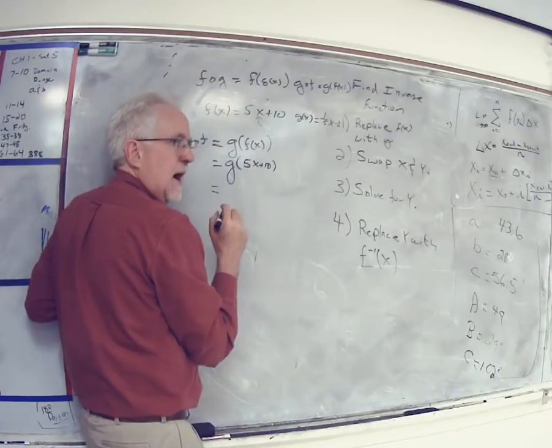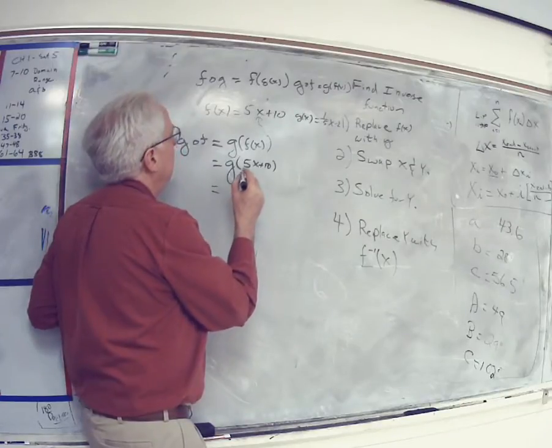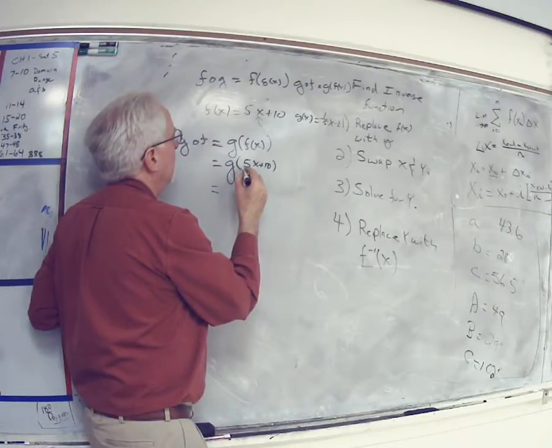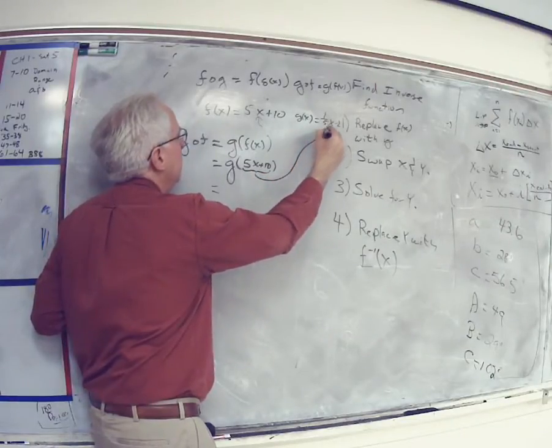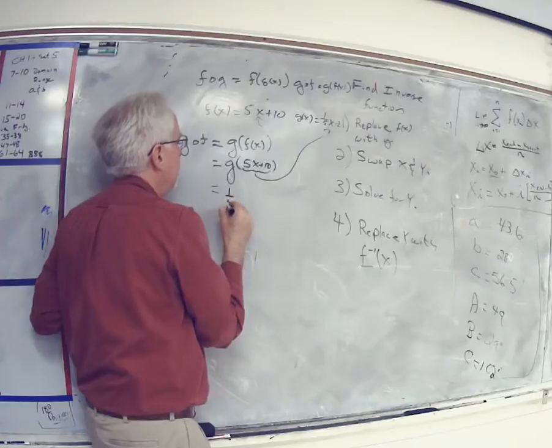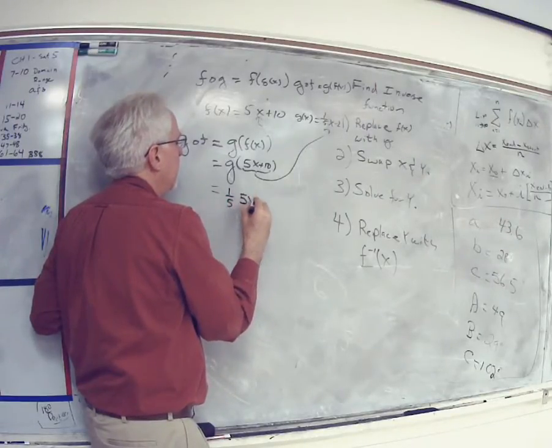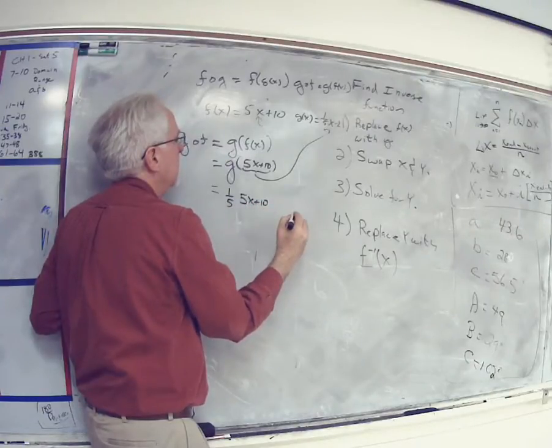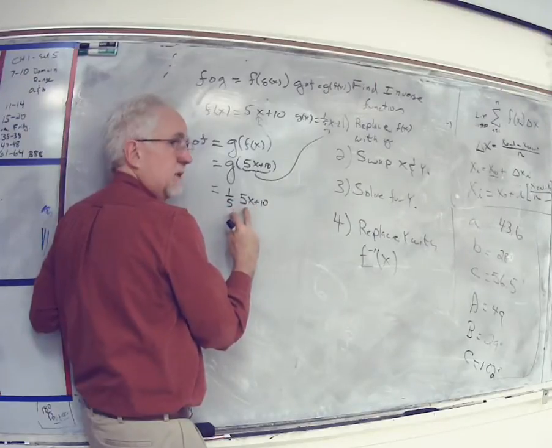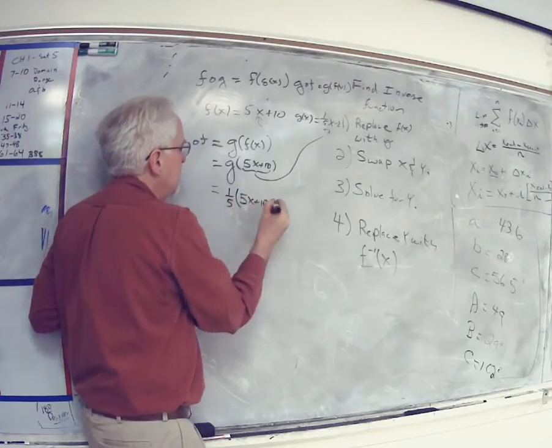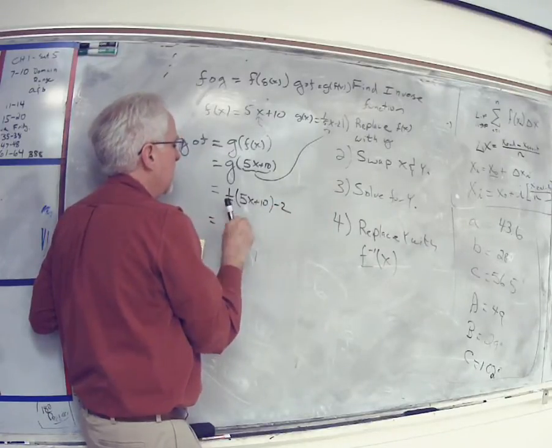So now what do I do, Logan? This is going to plug in where? Up here, for x. So that's 1/5 of 5x plus 10, minus 2. Parentheses. Yes, because if I don't put the parentheses, the 1/5 only goes with this. So I put the parentheses in, and then minus 2.